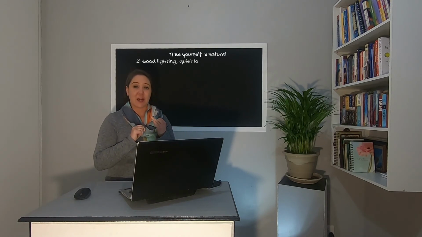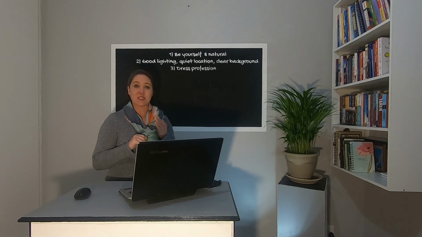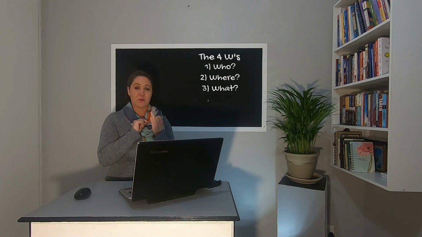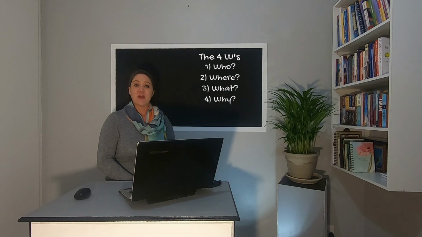In a nutshell, there are a few things you have to remember. Number 1, be yourself and be natural. Number 2, make sure you have good lighting, a quiet space with a clear background. Number 3, dress professionally. Number 4, include the 4 W's as mentioned in my previous videos when I spoke about resumes. You want to include who you are, where you're from, the 2 whats, what your qualifications are and what your teaching experience is, and why you want to teach English online. If you add all those aspects, your video should be beautifully rounded.